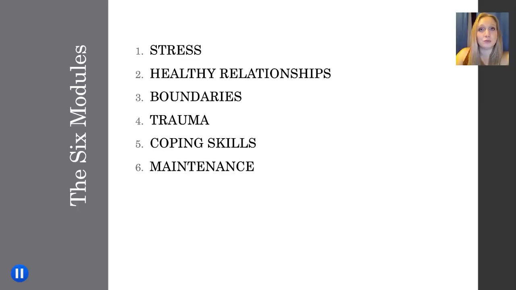The 6 modules will be presented in this order. During the first meeting with the adolescent, coaches will discuss stress. The next week will be about healthy relationships. Then comes boundaries in week 3, trauma in week 4, coping skills in week 5, and maintenance in week 6.